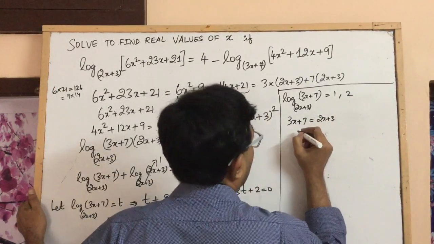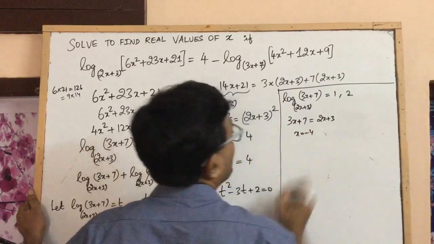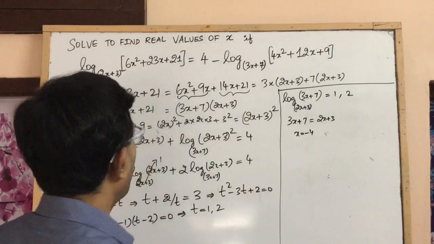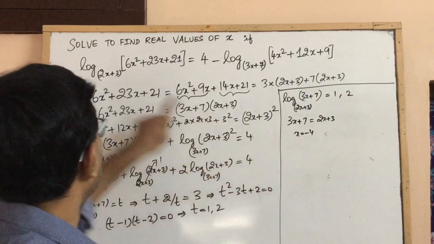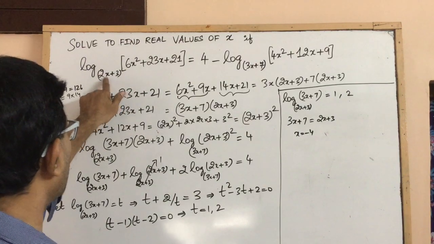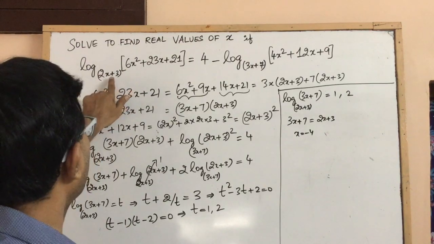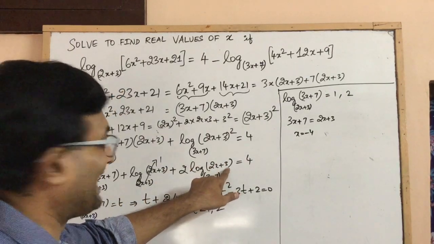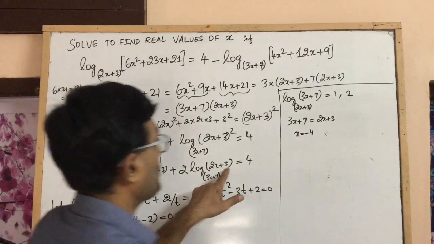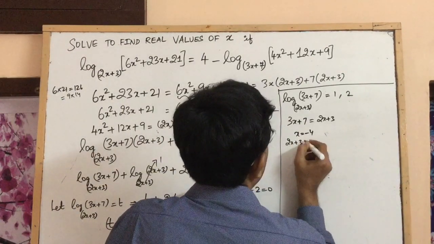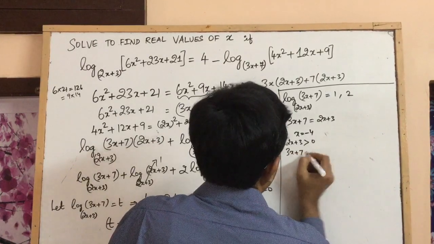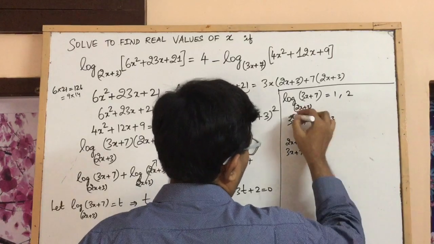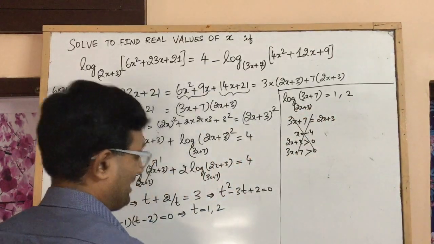So that means x is equal to minus 4. However, if we substitute x is equal to minus 4, this base, 2x plus 3, would be minus 5, which is not acceptable. And here we would have the logarithm of a negative number, which is not defined, because 2x plus 3 has to be greater than 0 and 3x plus 7 has to be greater than 0. x is equal to minus 4 does not satisfy, therefore this cannot be a solution.